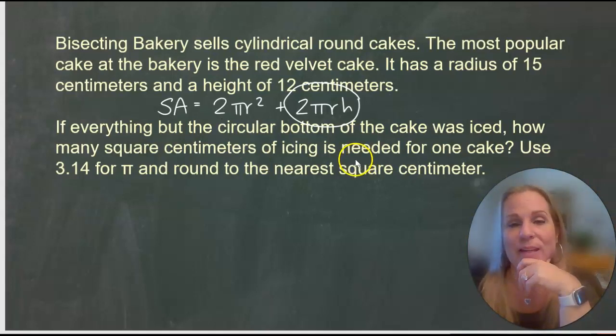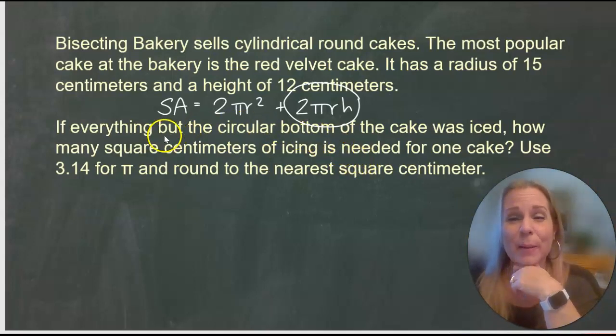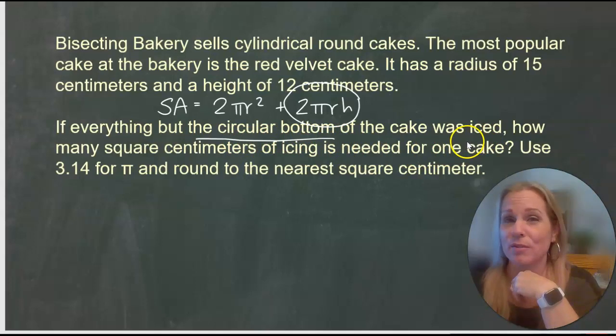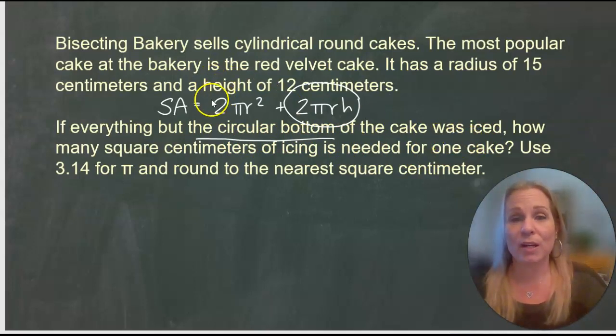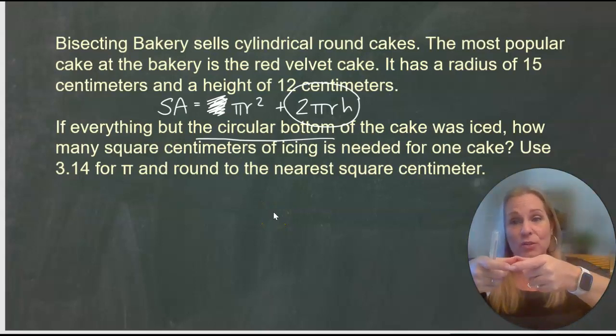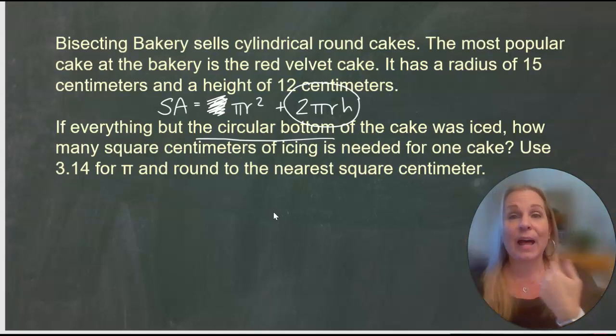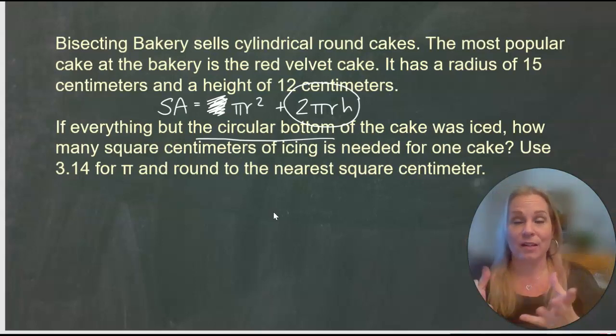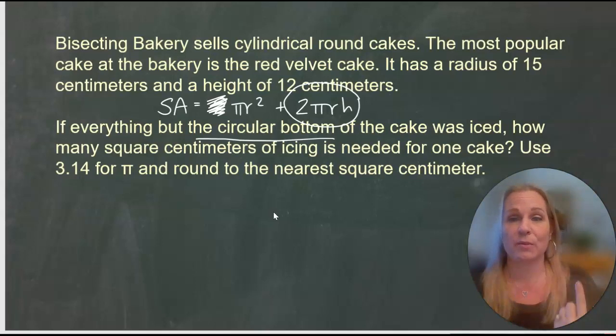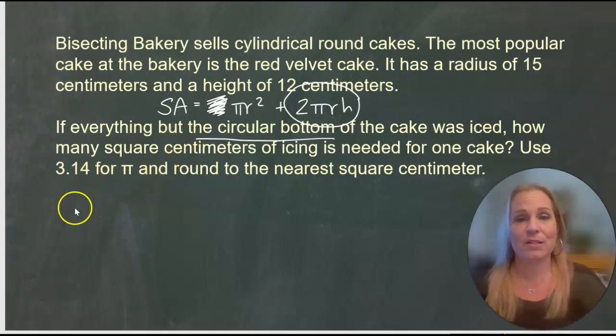But for this problem, it's saying everything but the circular bottom was iced. So we don't have 2 circles for this one. We only have 1 circle. So we're going to get rid of this 2 because we're not going to double it. We're just going to find the area of that circle that's on the top of the cake, and then the lateral area, which is what it's called, the side area that wraps around the sides of the cake. All right, let's do it.